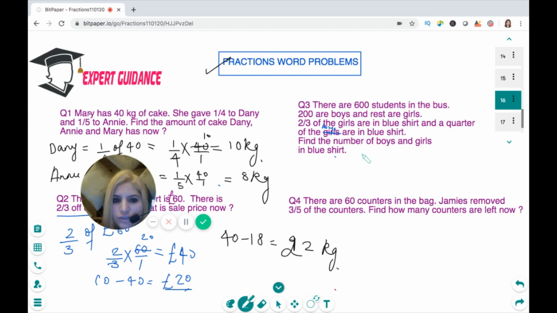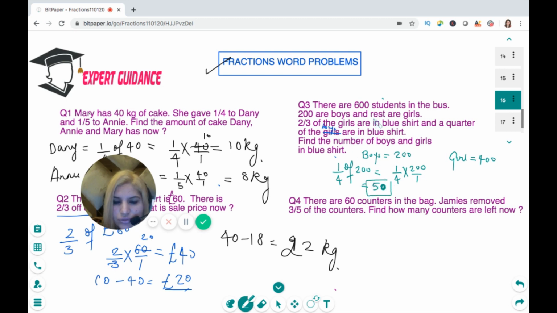First of all, I'll find the number of boys and girls. So what is the number of boys? That is 200. And how many girls are there? The girls are 400 because the total is given to you as 600. Now, how many boys are there in the blue shirt? That is a quarter of 200. So a quarter of 200 would be 4 multiplied by 200 over 1. So that is 50, which means that 50 boys are in the blue shirt.